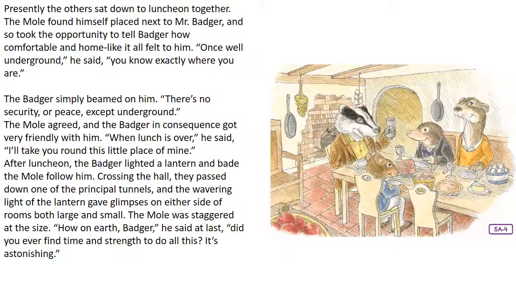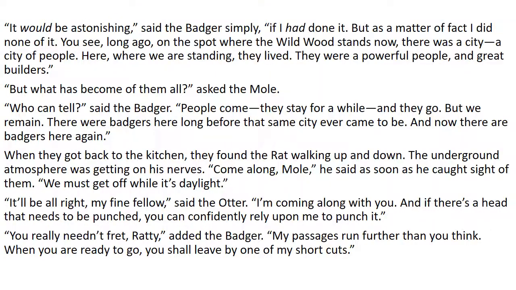When lunch was over, he said, "I'll take you around this little place of mine." After luncheon, the Badger lighted a lantern and bade the Mole follow him. Crossing the hall, they passed down one of the principal tunnels, and the wavering light of the lantern gave glimpses on either side of rooms, both large and small. The Mole was staggered at the size. "How on earth, Badger," he said at last, "did you ever find time and strength to do all this? It's astonishing." "Well, it would be astonishing," said the Badger simply, "if I had done it. But as a matter of fact, I did none of it."